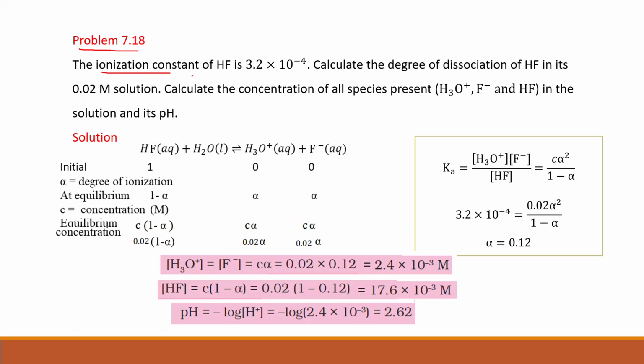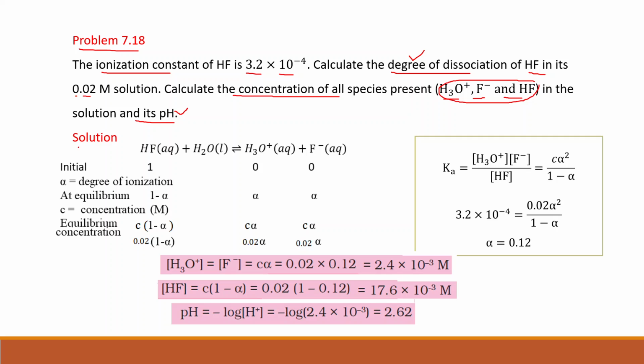The ionization constant of HF is 3.2 into 10 to the power minus 4. Calculate the degree of dissociation of HF in its 0.02 M solution. Calculate the concentration of all species present, that is H3O plus, F minus and HF in the solution and its pH. Three things we have to calculate. We have to calculate degree of dissociation. We have to calculate equilibrium concentrations of all these species, and we have to calculate pH.